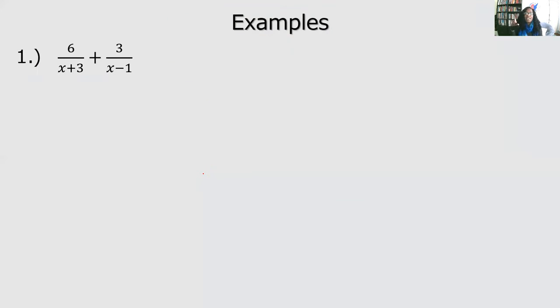Let's get into examples, because I'm a visual person. I like to see it instead of me just yammering on. We have 6 over x plus 3, plus 3 over x minus 1. I have x plus 3 and x minus 1 as my denominators. Right now, you can't do what we did earlier, like taking the multiples of 5 or the multiples of 10. Right now, we have a whole expression.